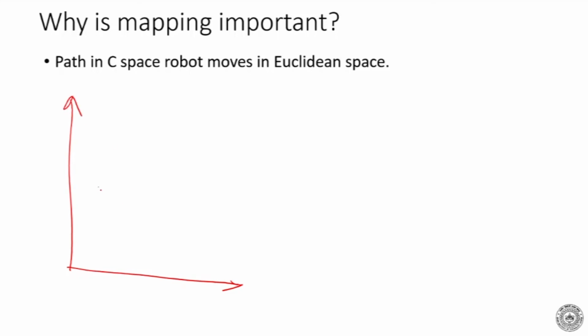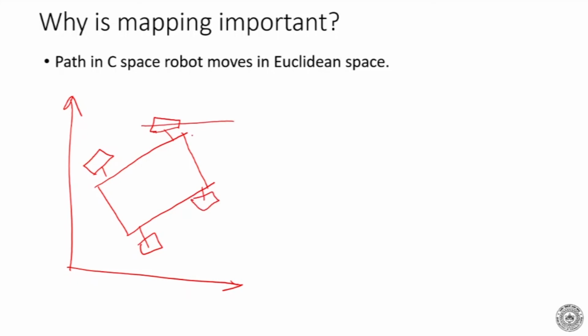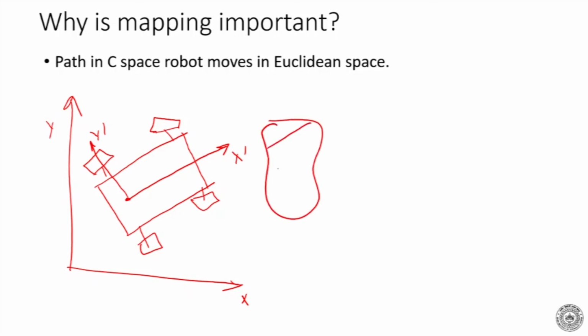So we have a mobile robot which is here, and there is a steering wheel. Let's say there is a steering wheel here. So these are my steering wheels. This is my steering wheel at a particular angle, and this is my local axis, x dashed, y dashed. And this is my xy. Now there is an obstacle here. Let's say I want to avoid this obstacle.